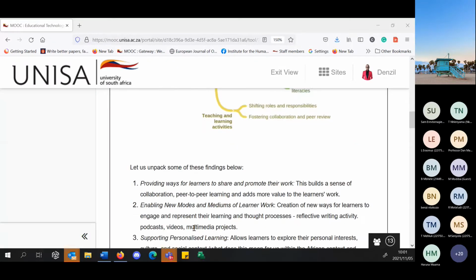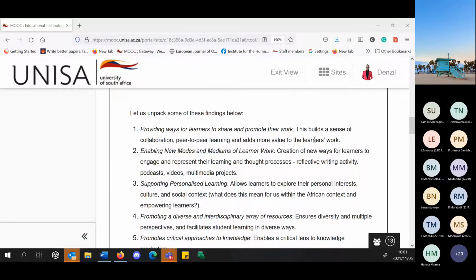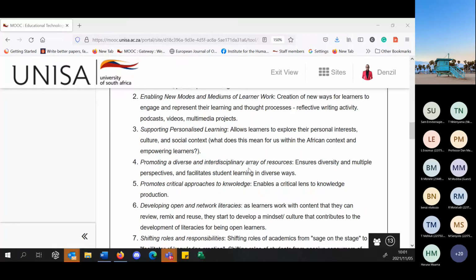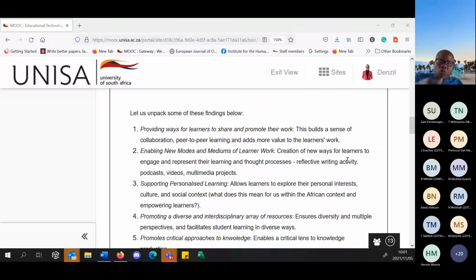So let us unpack some of these. Providing ways for learners to share and promote their work. This builds a sense of collaboration. Peer-to-peer learning adds value to learners' work. Enabling new modes and mediums, creation of new ways for learners to engage.